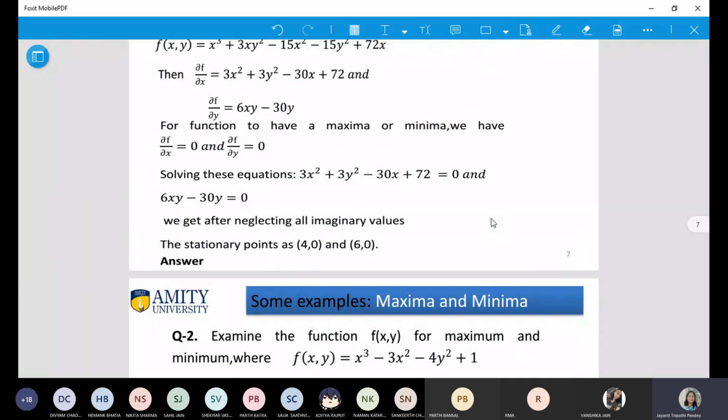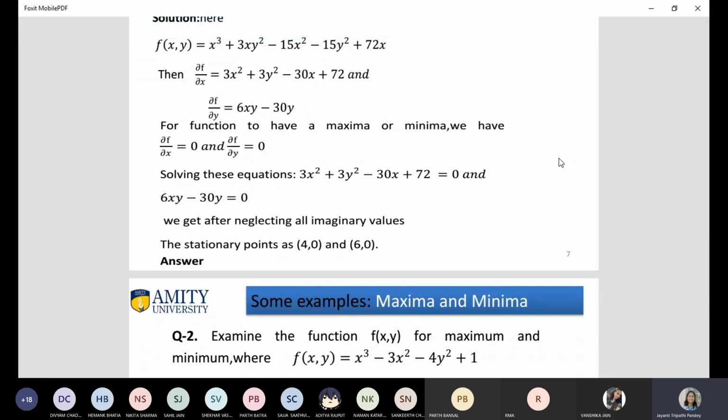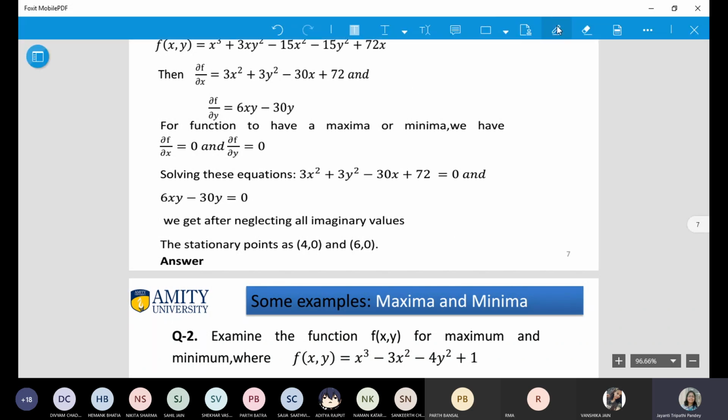Now see next question. Examine the function f(x,y) for maximum and minimum. So the first step is same.